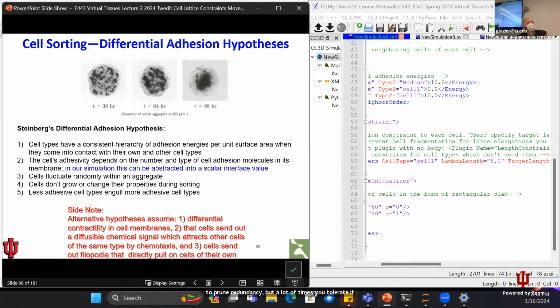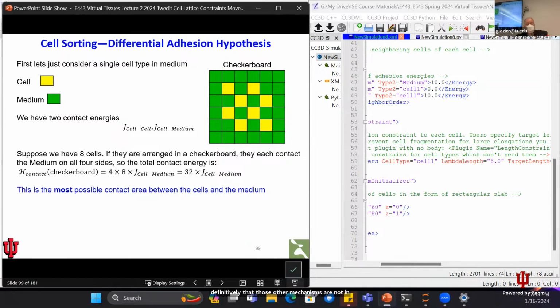In this particular case of the retinal cells moving around, we can actually show definitively that those other mechanisms are not in play, and that really, the only thing that's happening is differential adhesion. And the nice thing about differential adhesion is that we can do a thought experiment that explains what we see. So let's suppose we only have one cell type and medium. So suppose that we have two things, cell and medium.